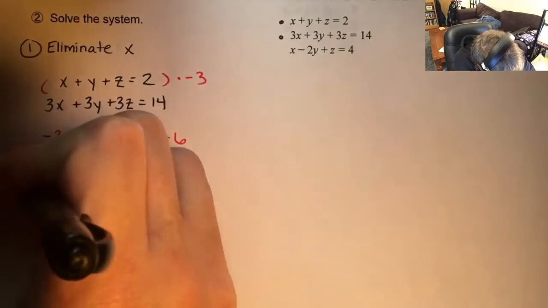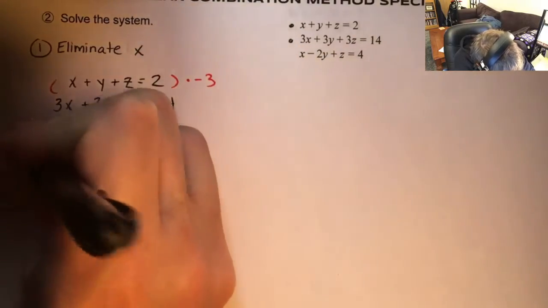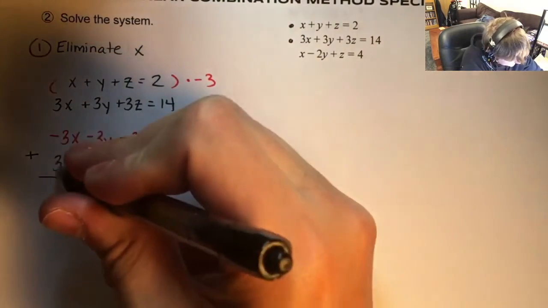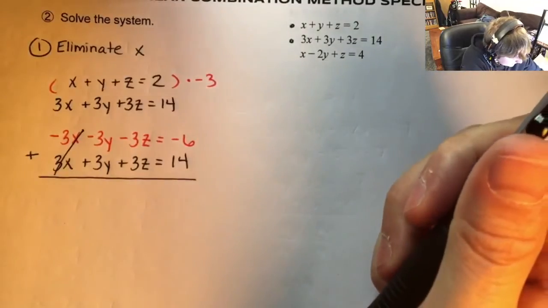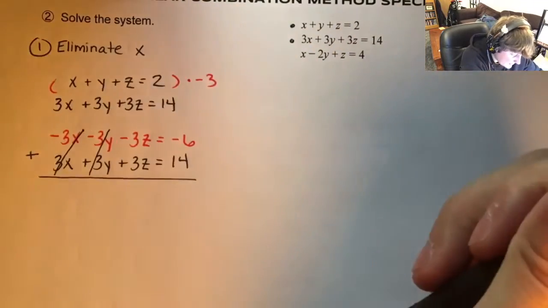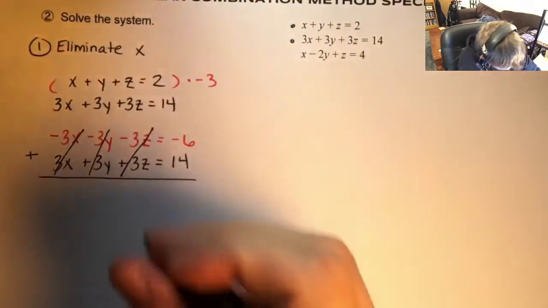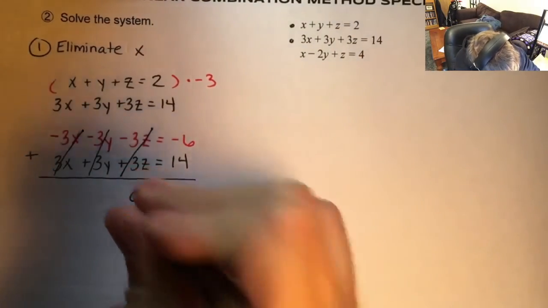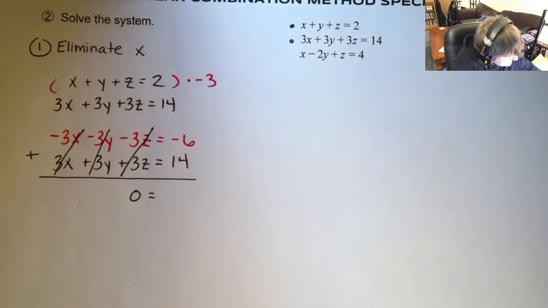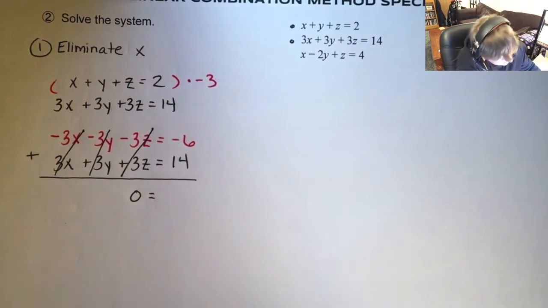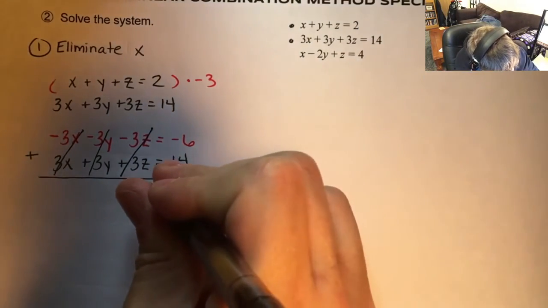Alright, so let's go ahead and add, because I have opposites. Well, I have opposites here, they cancel out. I also have opposites here, and they cancel out. And I also have opposites here, and they cancel out. So what do they all cancel out to? They all cancel out to 0. And then -6 and 14, that's going to add up to 8.